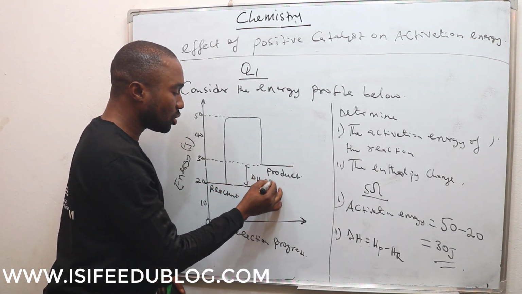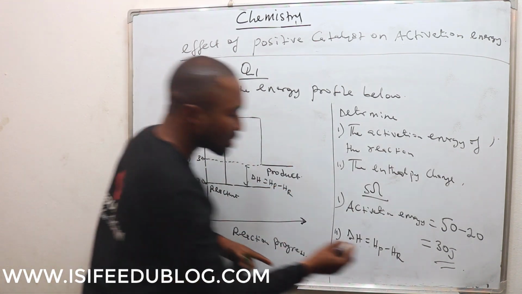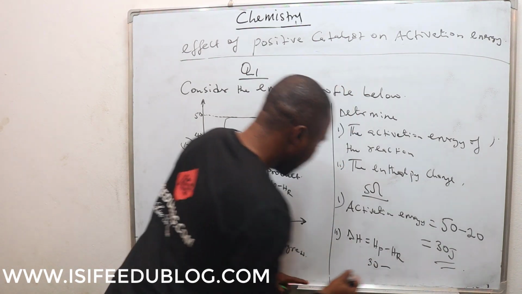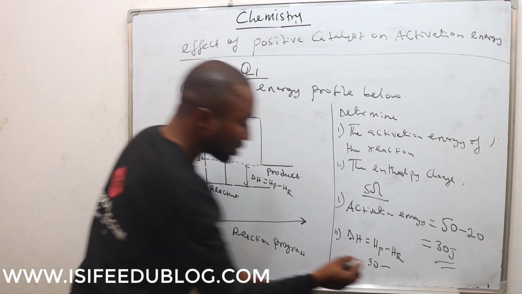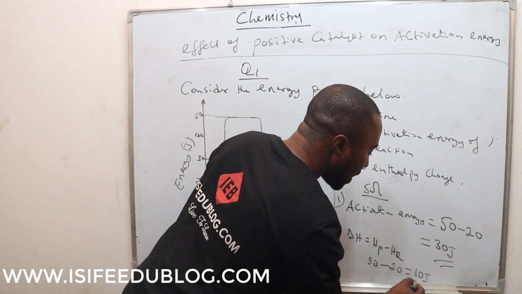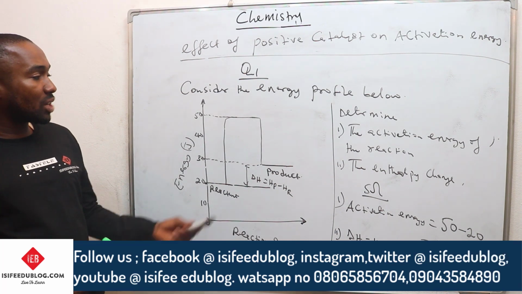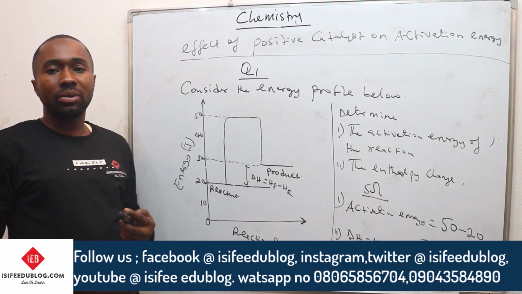Delta H is heat of product minus heat of reactant. Since the heat of the product is 30 and the heat of the reactant is 20, so the enthalpy change will be 10 joule and it's going to be plus. Since it is plus now, this reaction is an endothermic reaction.